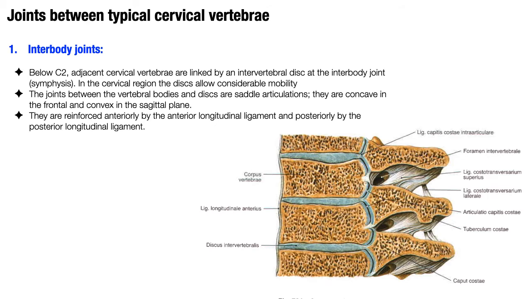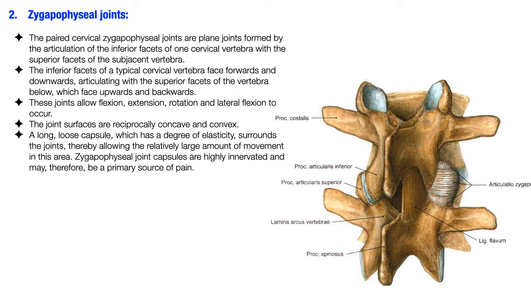All right, so as said before, below C2 we have intervertebral discs. These belong structurally to the symphysis group, and they act together to allow quite a range of motion in the cervical spine. As for the rest of the spine, we also have zygapophyseal joints at this level, which are synovial and allow flexion, extension, rotation, and lateral flexion. So they can move a lot and need to have loose capsules.